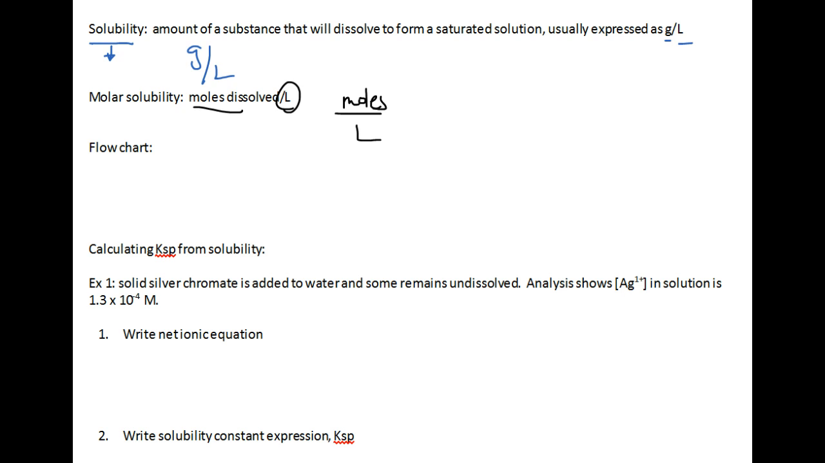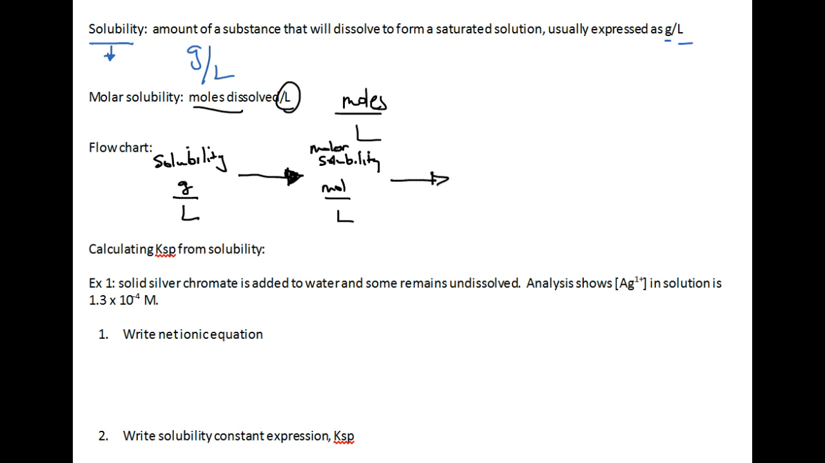Now I want to give you a little flow chart here that's going to help us run through, and we're going to be asked to run through 4 different things. And so here's our flow chart. Let's say we start with solubility. And again, like I just said, solubility is usually measured in grams per liter. And we could take that and easily convert that to molar solubility. And that's going to be in moles per liter. Easy conversion, all we have to do is convert grams to moles, dividing by the molar mass of a substance.